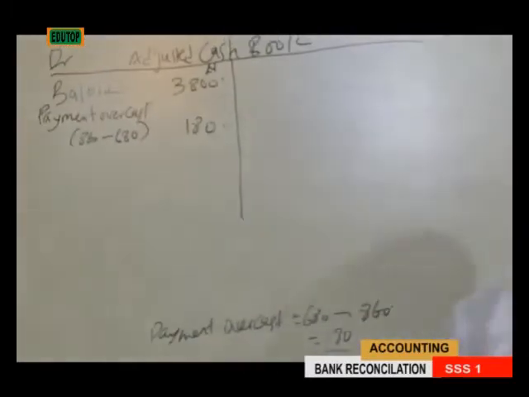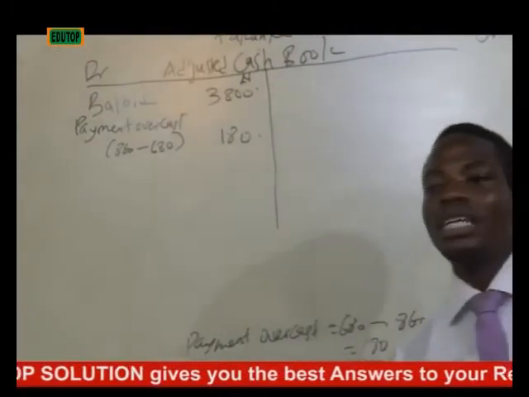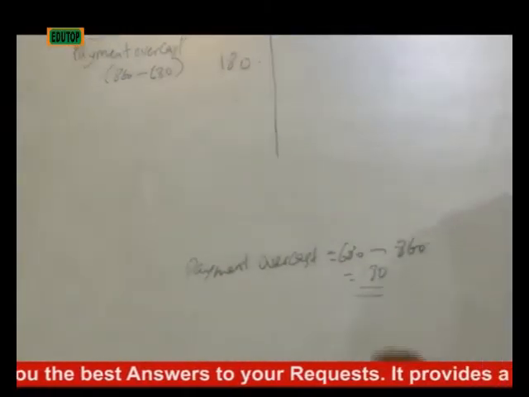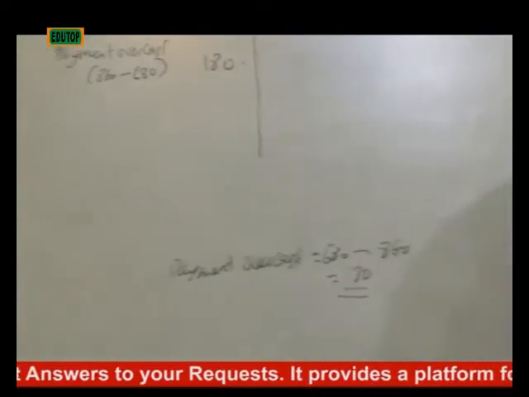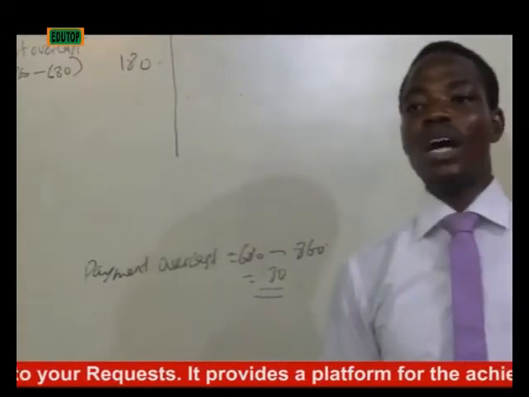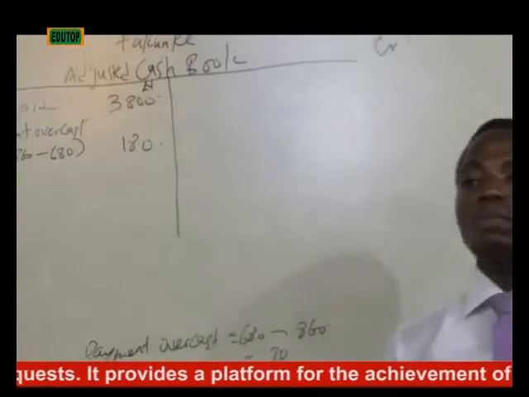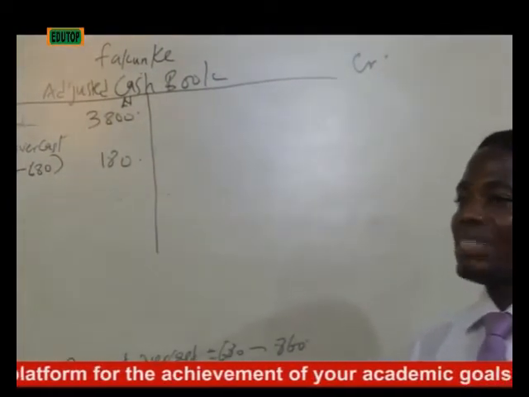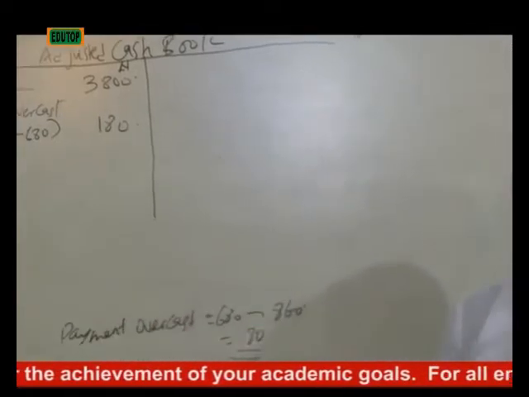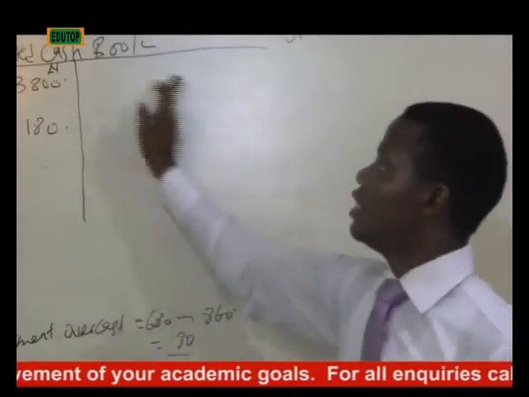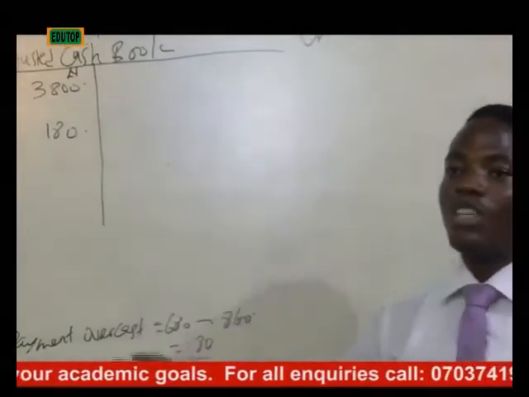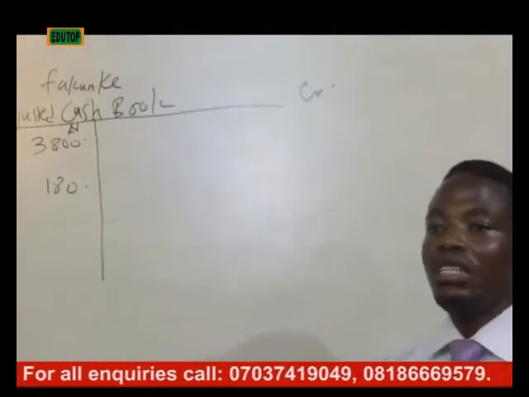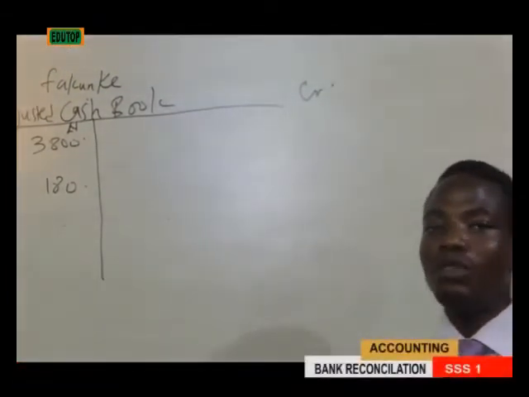Now, the second one said the bank order payment of 60 naira. The bank payment has not been entered into your cash book. This one is what we call standing order. And you know, standing order is when you order your bank to make payment on your behalf. And when they make the payment, you have not been told that payment has been made. If you had been told, you could have reduced it in your cash book. Now you want to adjust it. He said it has not been entered in your cash book. That means you have not been informed.